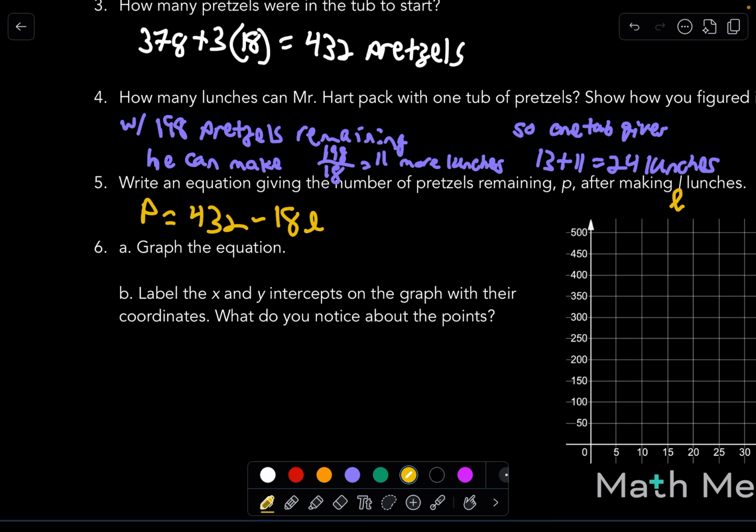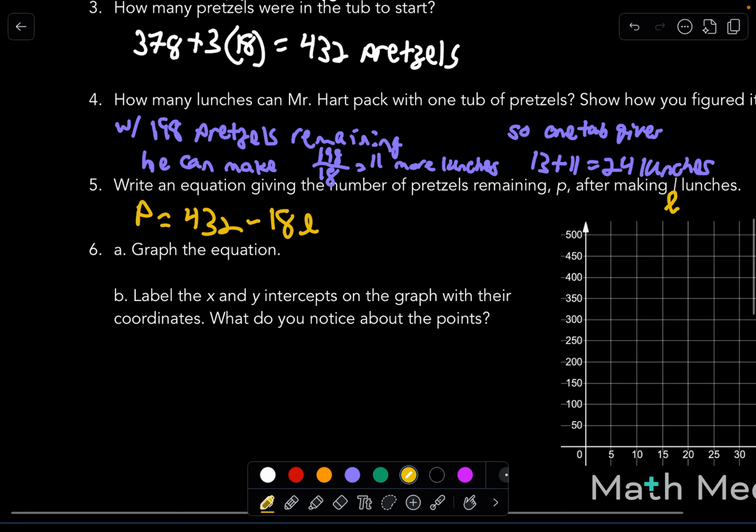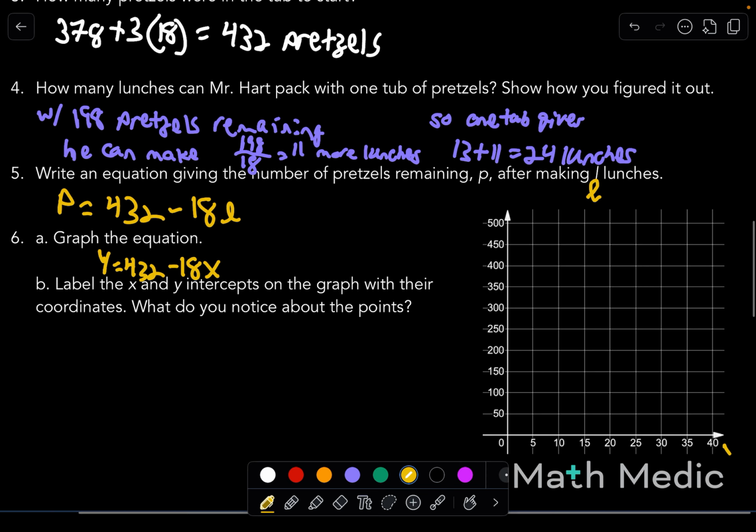So now they want you to graph the equation. So think of this as y equals 432 minus 18x. Or this is x, but we can also call it L. And this is P or Y. Okay. Now, we begin with 432, which puts us right around there. And that's 0, 432, because when we first begin with no servings, there's 432 pretzels.